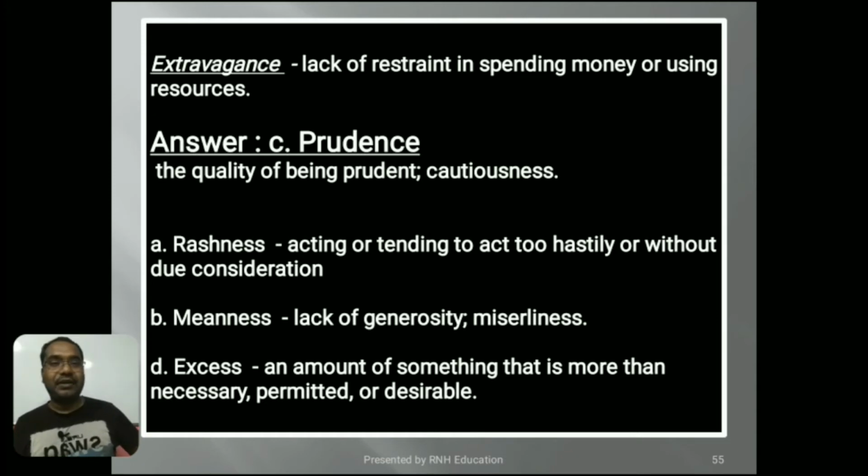Rashness means acting or tending to act too hastily or without due consideration. Option B was meanness, that means lack of generosity, that is miserliness. And option D was excess. That means an amount of something that is more than necessary, permitted or desirable. Now go to the next one.